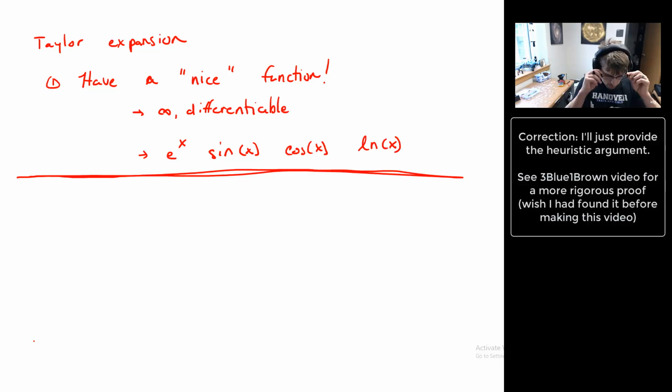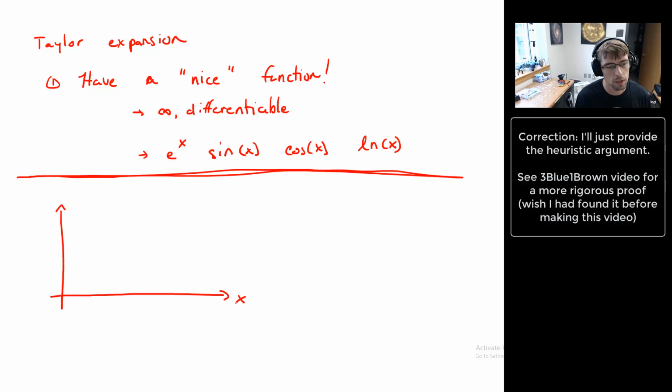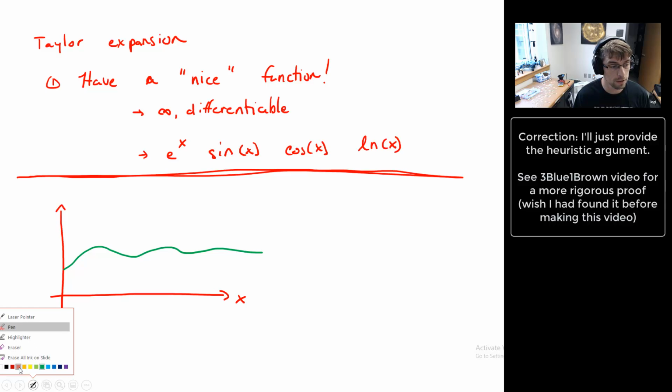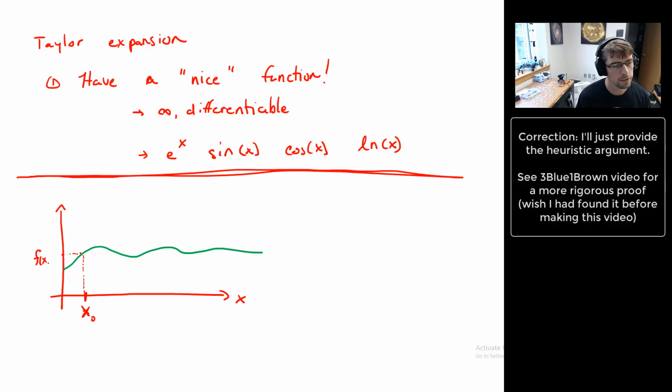Okay. So imagine for a moment that you have some function. So you have your y values, you have your x values, x, and you have some function. And it's nice and smooth, so it's infinitely differentiable. Okay. Now the question becomes, if I have a value of x, let me call this x naught, and you know that the function has a value of f of x naught.